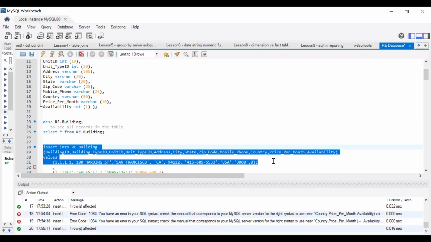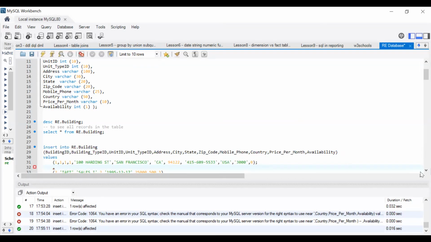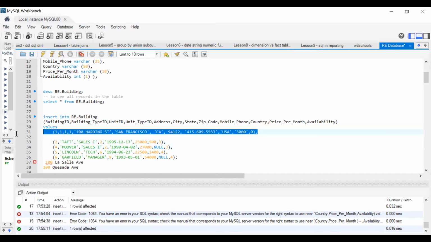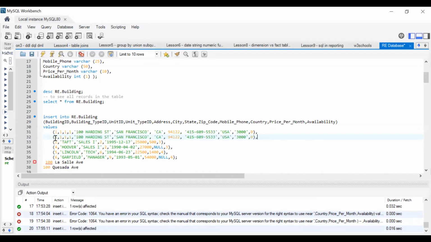Yay! So anyway, same way we could insert more records. We just need to put, instead of a semicolon, which means commit, a comma and continue with inserting other rows, other values. And it would be 2, 2, 2. So it's going to be like this.